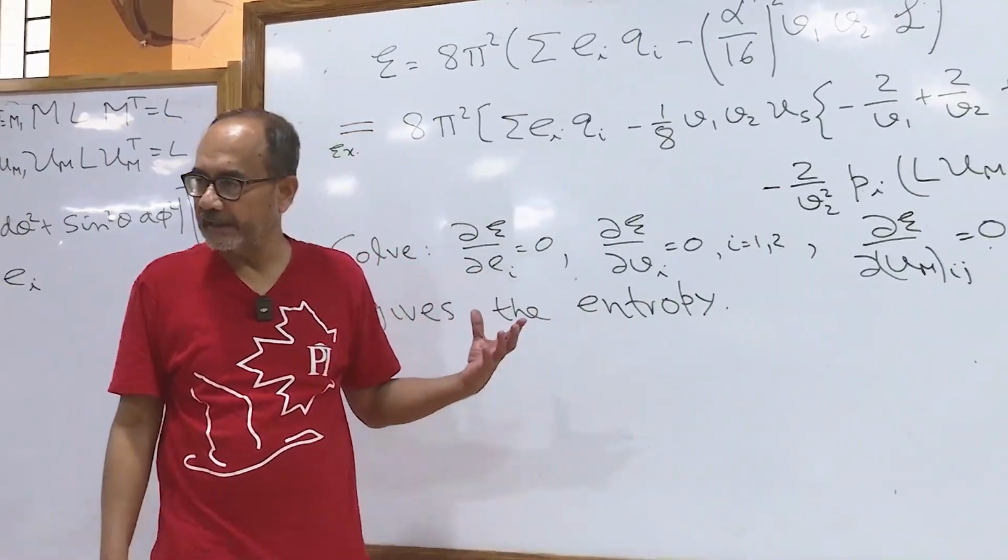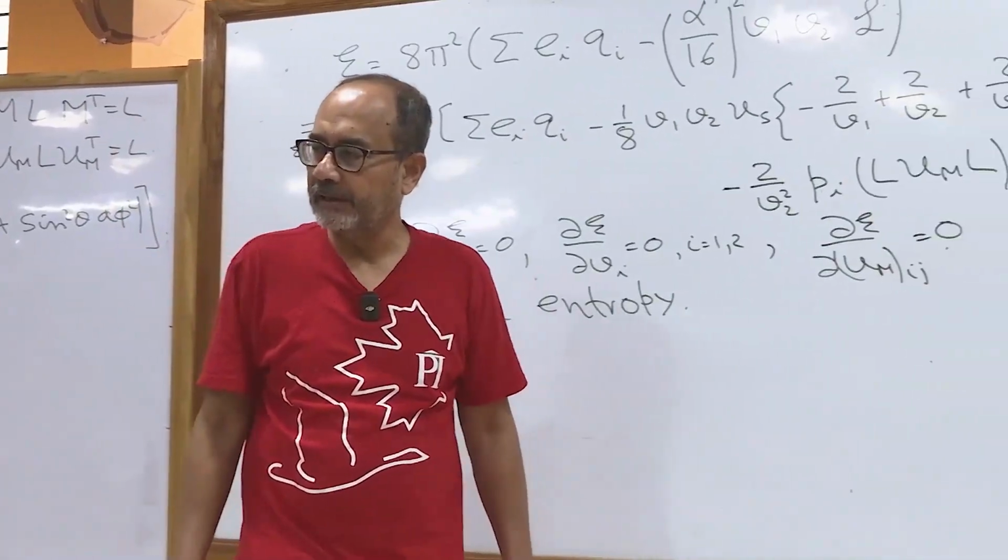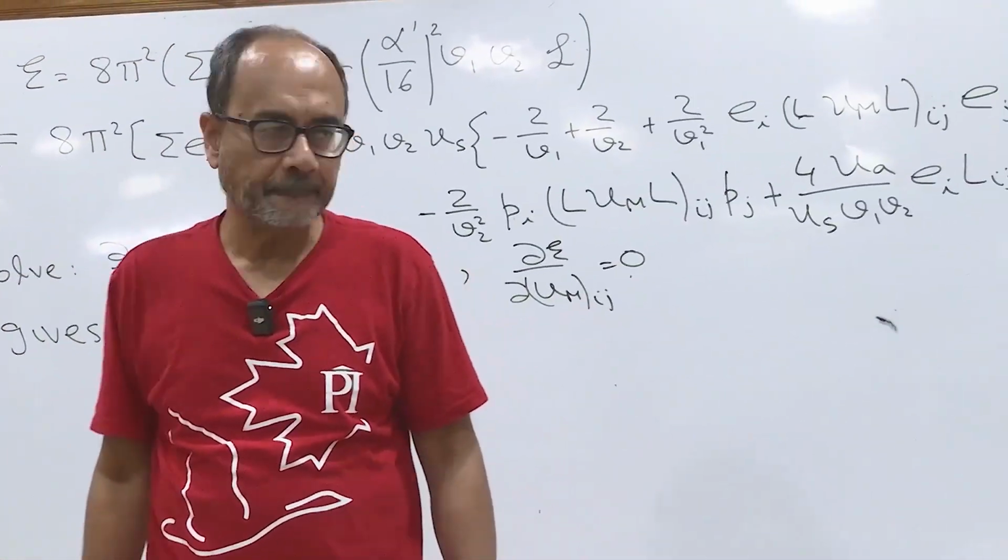Is this procedure clear? So this gives you the entropy for arbitrary Q and P, arbitrary charges.